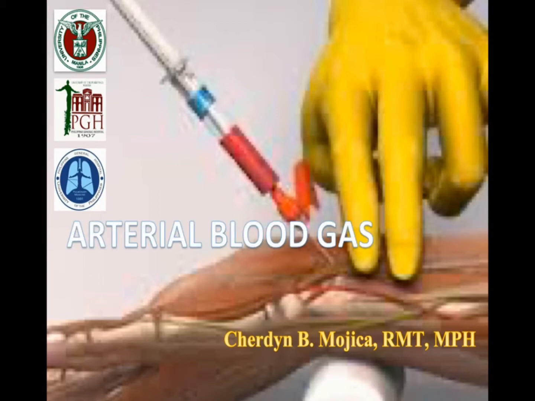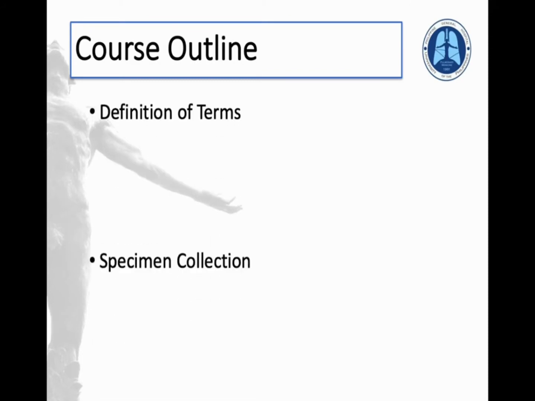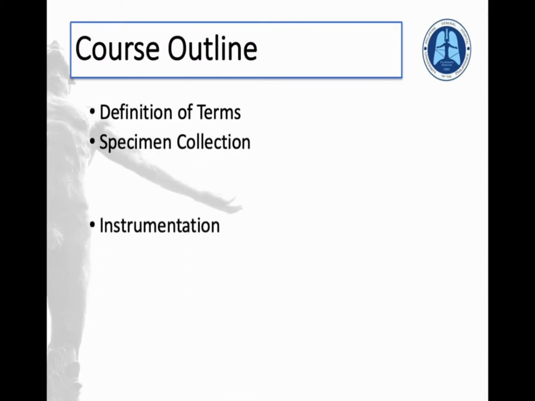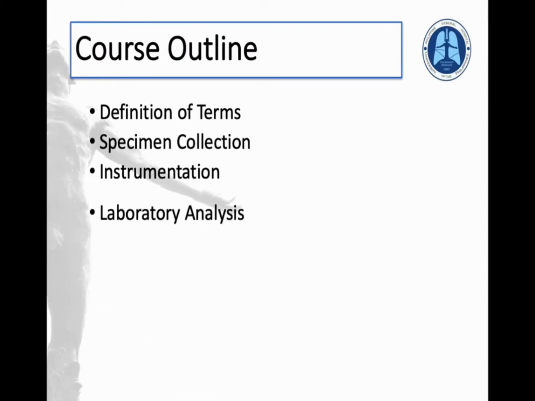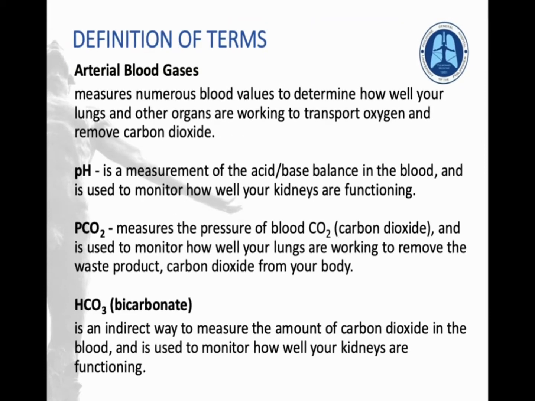For today's lecture, I'm going to discuss arterial blood gases, its laboratory analysis, and clinical significance. To outline our course today, we're going through the different terms related to ABG, specimen collection, instrumentation, laboratory analysis, interpretation and normal values, and clinical utility. So let's start with the terminologies.